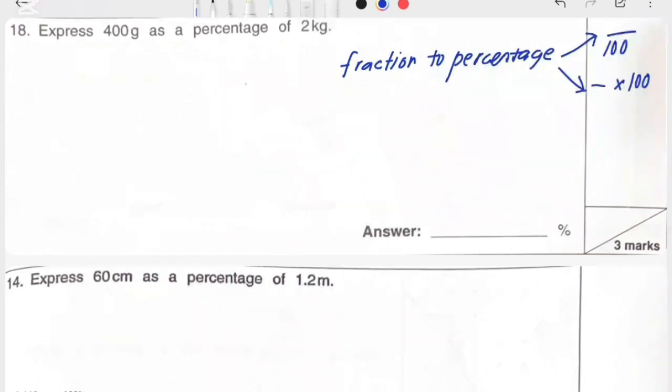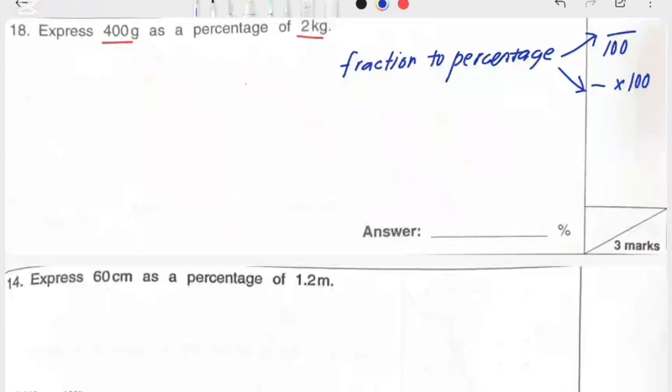Whenever you come across a question that asks you to express something as a percentage of something, you first need to get the fraction, which you then turn into percentage. But before we can get the fraction, we have to make sure both of them have the same unit. In this question, express 400 gram as a percentage of 2 kilogram. One is in gram and the other one is in kilograms. So we first need to convert 2 kilograms into grams.